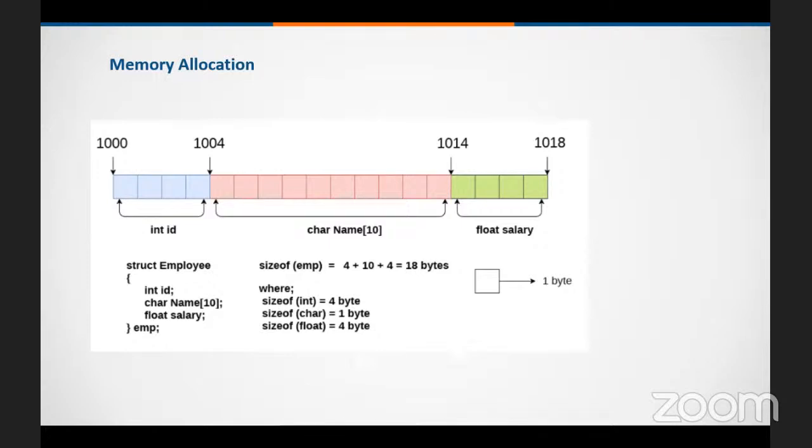So how many characters? Each character occupies 1 byte, right? So here, what is the size of the character? Char name of 10, right? So that's why it will take 10 characters. So totally integer 4, character here name of 10. That's why the total size is 10 plus float. Float occupies 4 bytes. Totally how much? 18 bytes. So that is the size of the employee, EMP. Right? Fine. So this is the way your entire structure occupies this much size.